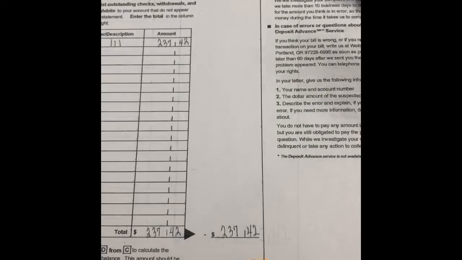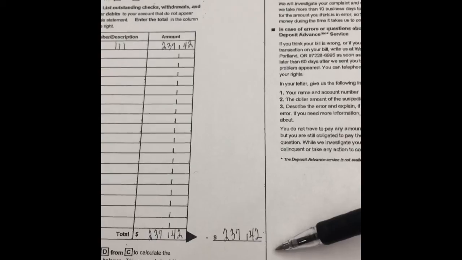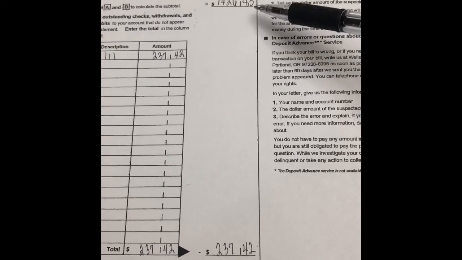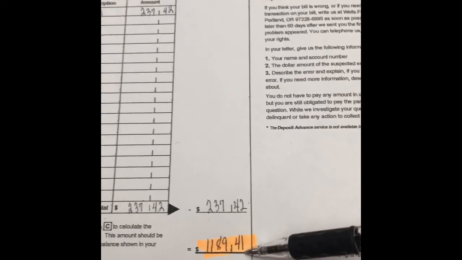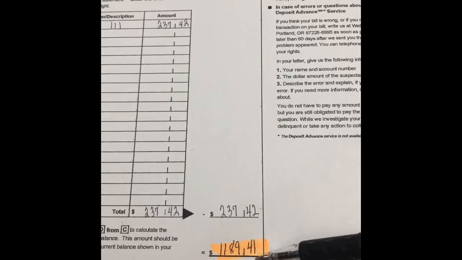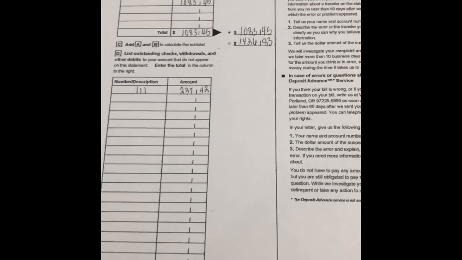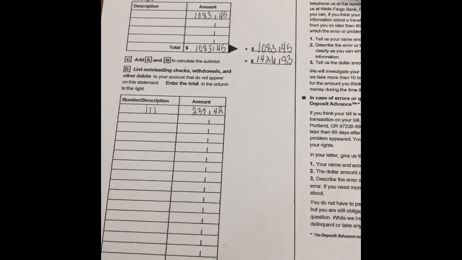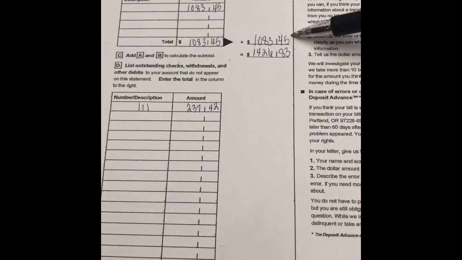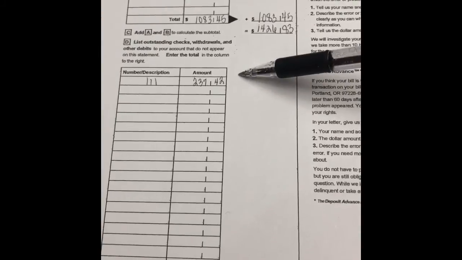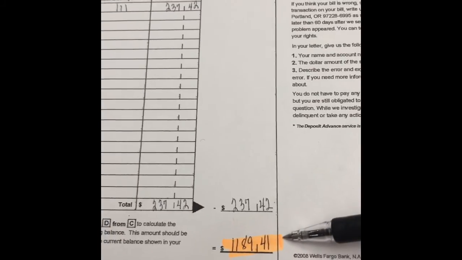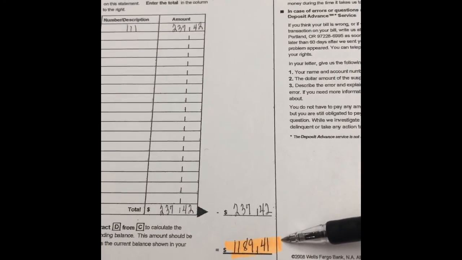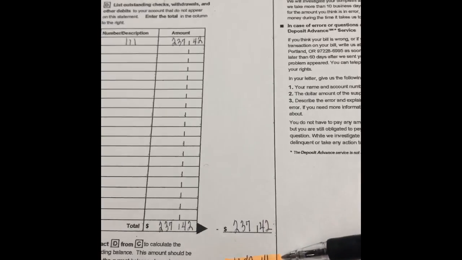Go ahead and do that. Okay, so I have my total, which is this number subtracted from this one, and it gives me $1,189.41. So it's saying the bank says this is what they know that I have in my account. They said, hey, but you didn't know about this deposit and you didn't know about this check. So this is what, now that you know about it, this is what the new balance would be.